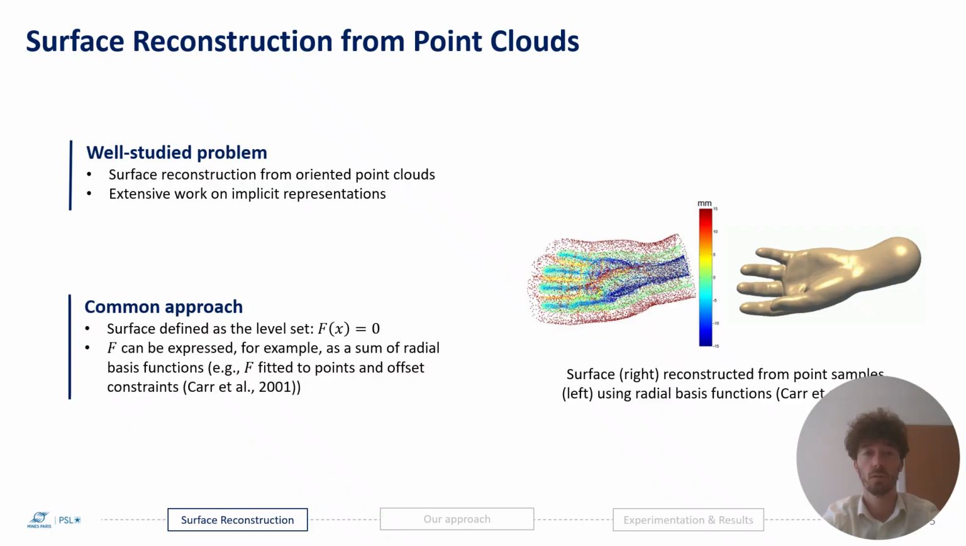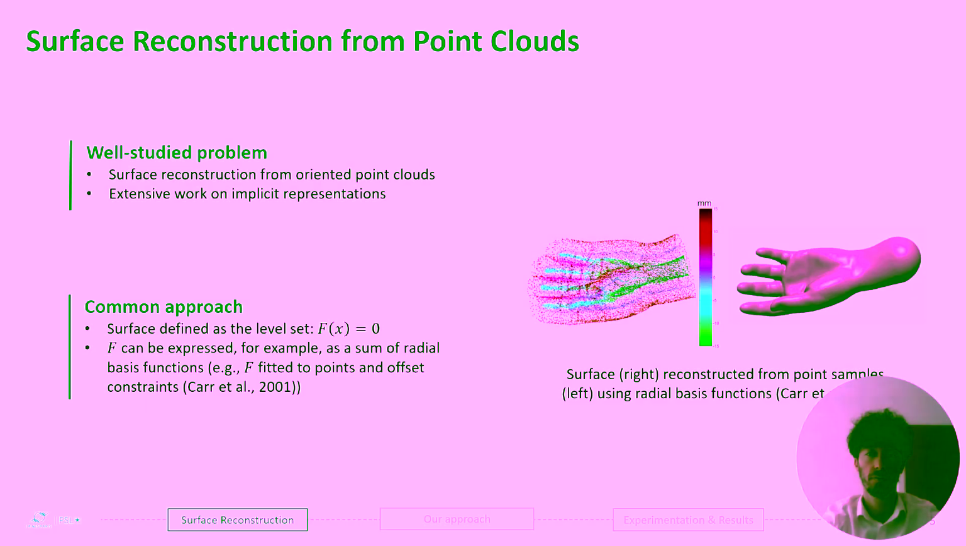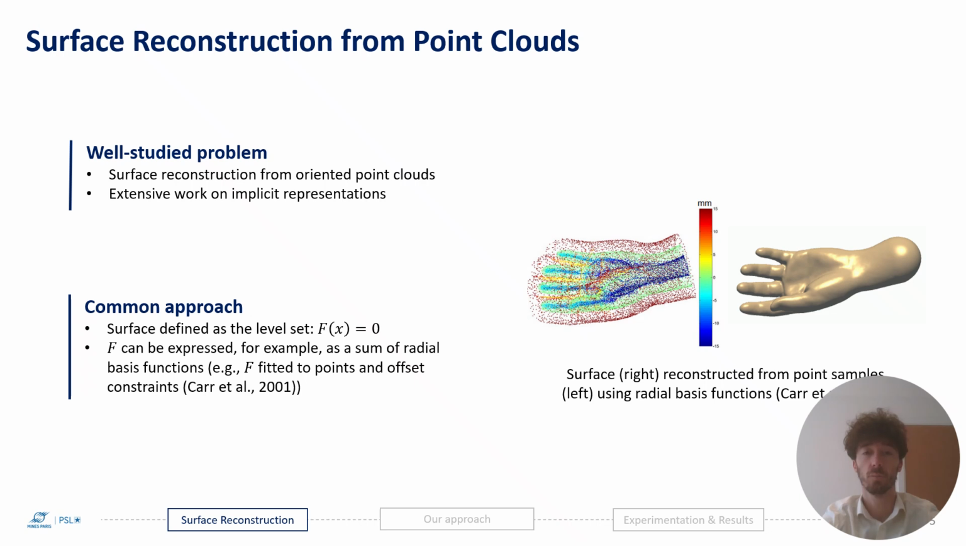Many classical methods model this function using radial basis functions, or RBF. The function is fitted not only to the surface samples themselves, but also to additional offset constraints located slightly inside and outside the surface. This helps enforce the sign structure of the implicit function and improves the stability of the reconstructions. The figure on the right illustrates this idea. Starting from point samples shown on the left, the implicit function is optimized and the reconstructed surface is then extracted from its zero-level set. This line of work is particularly relevant to us because it shows how geometric structure can be recovered from sparse samples with implicit representations.